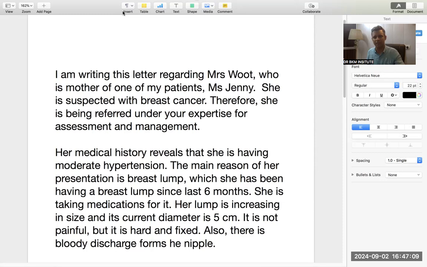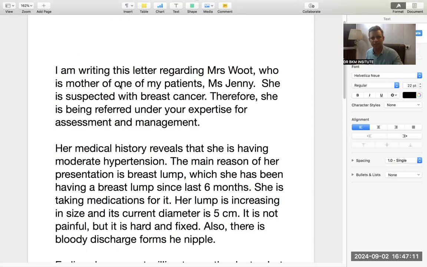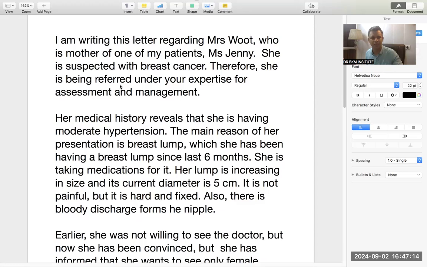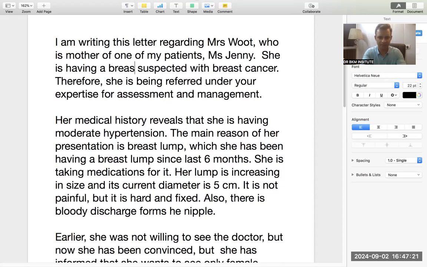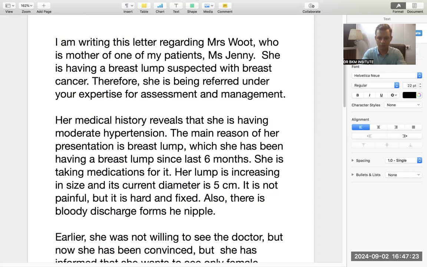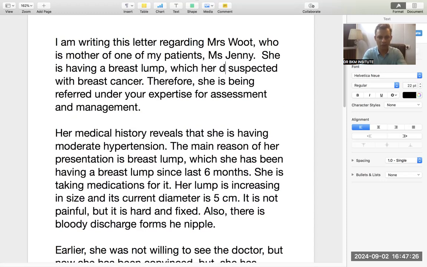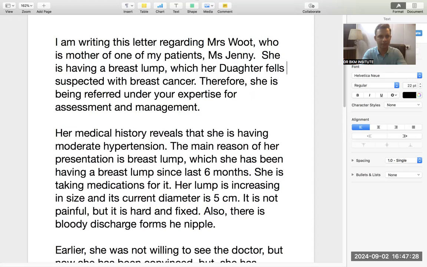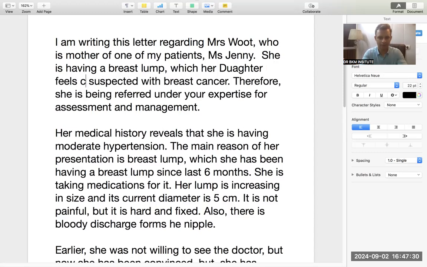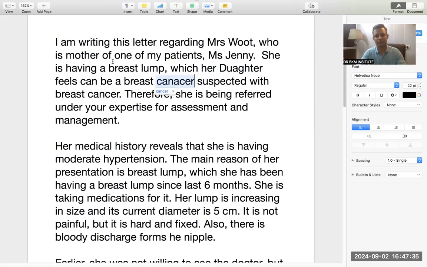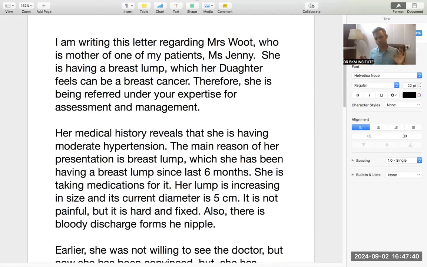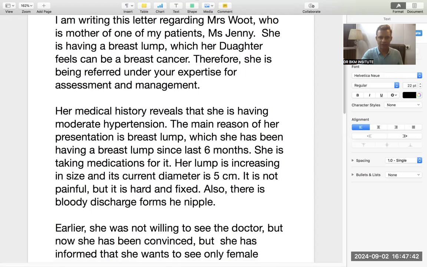So, yeah, I'm writing this letter regarding Mrs. Wood. Who is this? She is suspected with breast cancer. Simple reason. Therefore, you can write at maximum, she is having a breast lump, which her daughter feels can be a breast cancer. You can write it this way. Therefore, she is being referred under your expertise.